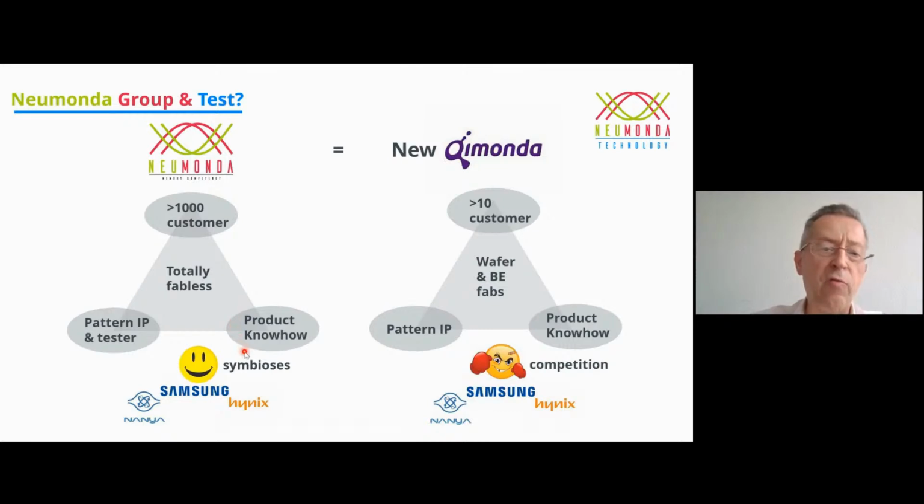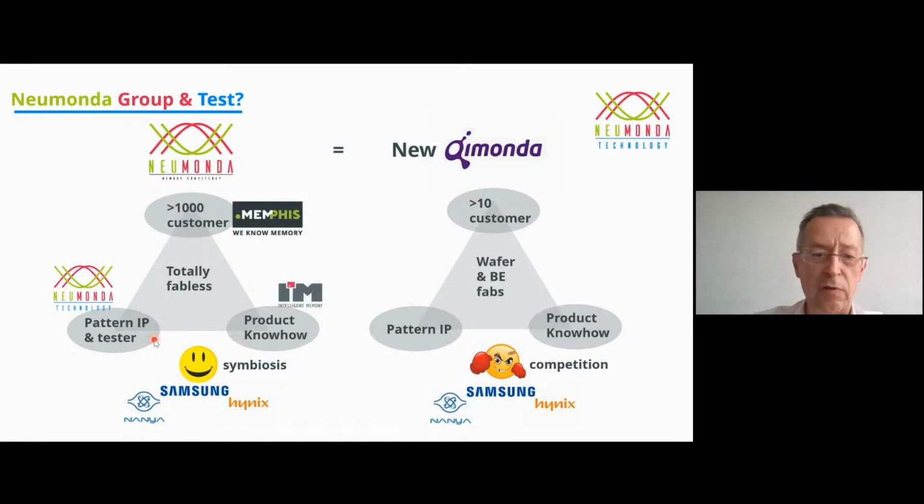Also, our target is to be in symbiosis with the big suppliers, Samsung, Hynix, others. We are not competitors. Typically, a wafer supplier is a competitor, so he only sees his own technology and products. Whereas if you want to do powerful testing for your customers, you must be able to understand all technologies.